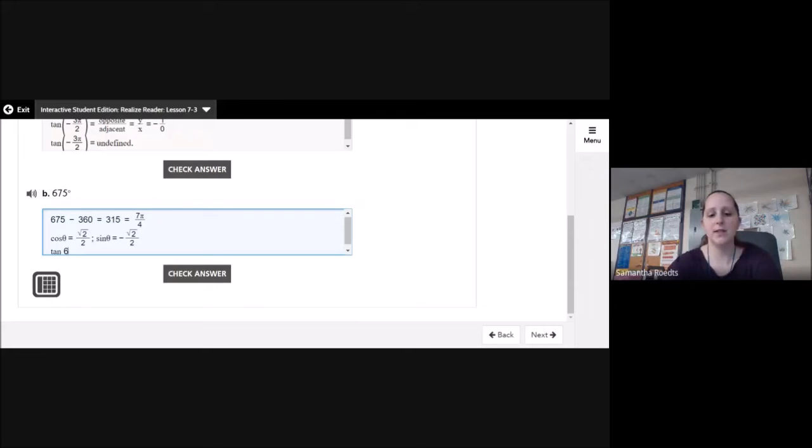So tangent of 675 equals y over x, or my sine over my cosine. So that gives me negative square root 2 over 2 divided by square root of 2 over 2. So I flip the second fraction, and it's 2 over the square root of 2. When I multiply, this is going to give me negative 1.